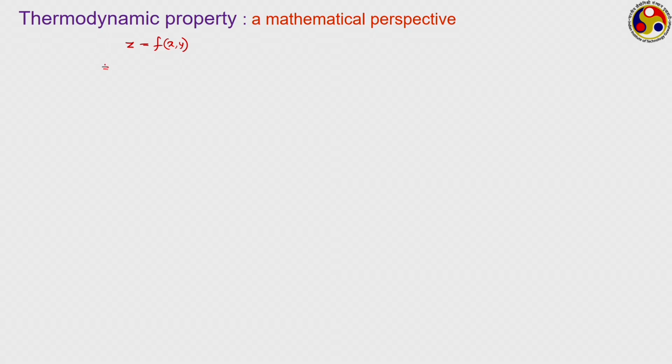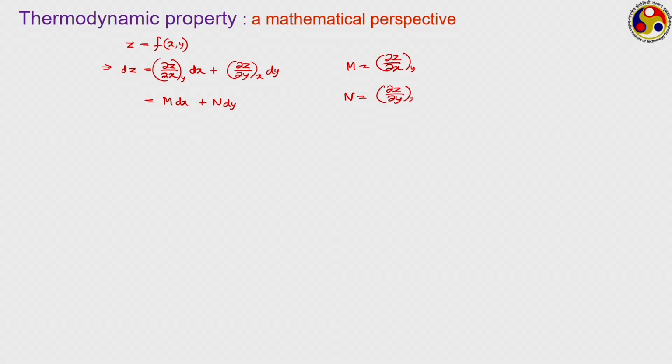So, if we differentiate on both sides, we can write dz to be something like dou z dou x with y constant dx plus dou z dou y with x constant dy. It is a simple partial differential form. Let us write this as M dx plus N dy, where M is the first partial differential, that is dou z dou x with y constant, and N is dou z dou y with x constant.